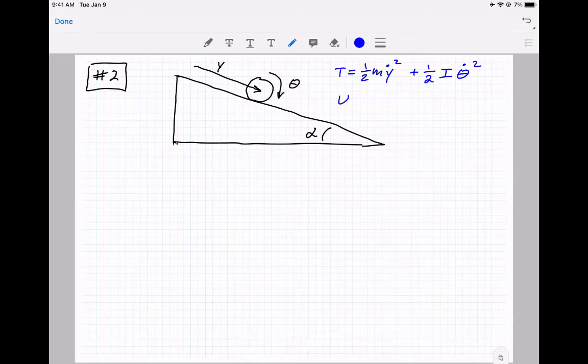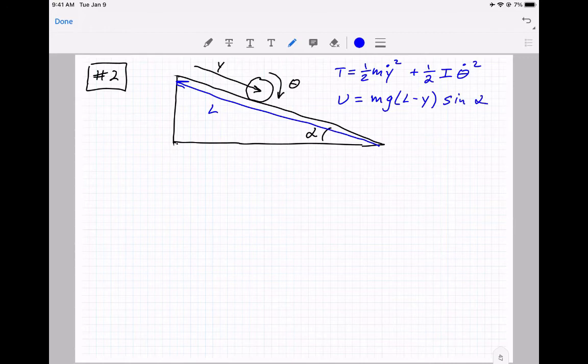Now my U, let me go ahead and have the length of this slope, or the length of this wedge, be L. Okay, not to be confused with the Lagrangian. And so the potential energy will be mg(L minus y), right? So as y increases, my potential energy gets more negative, and so we've got the sign right on it. But I do have this inclined, and so I have a sine alpha, right? So there's my sine alpha.